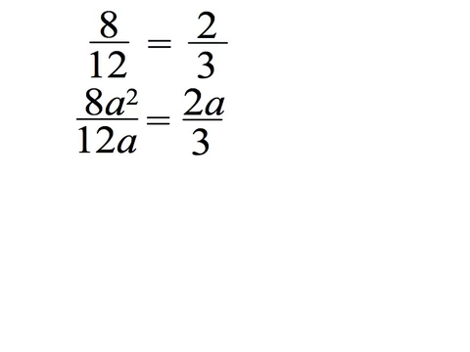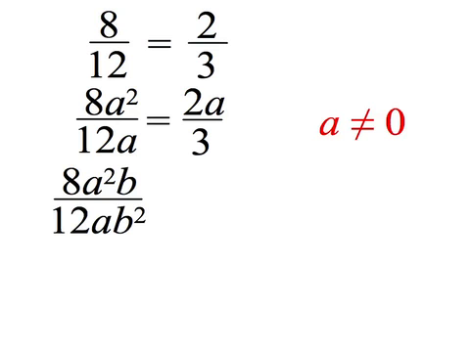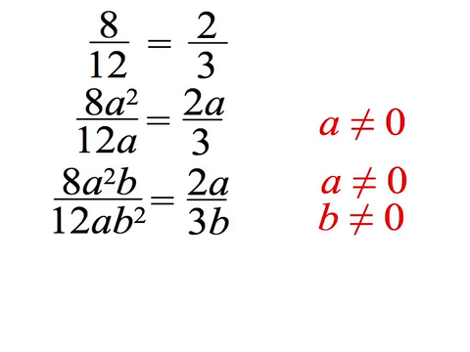And it's worth noting that in order to put this fraction in lowest terms, we need to assume that a is not 0. Now a little more complicated. We have a b in our numerator and a b squared in our denominator. We put it in lowest terms, 2a over 3b. And again, a may not be 0. b also may not be 0. If either one is 0, we'll have division by 0, which is undefined.